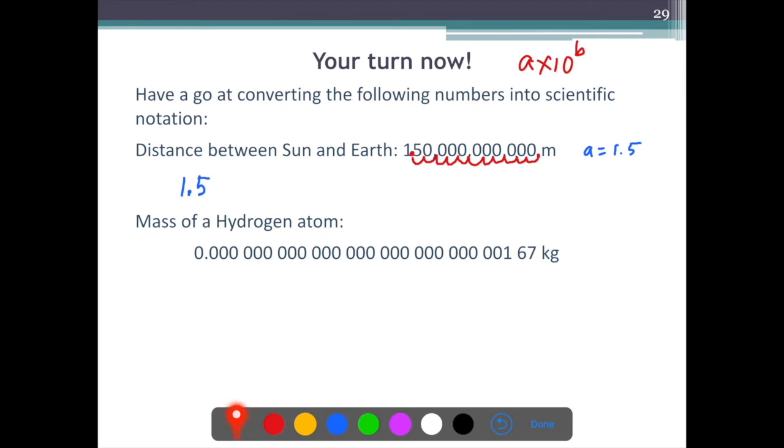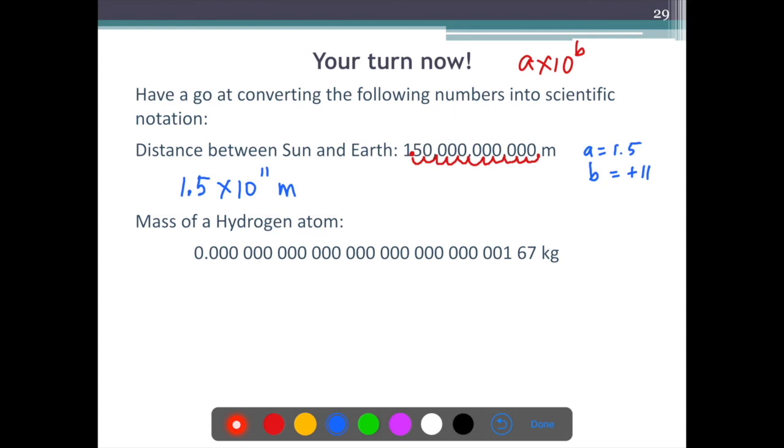And then you moved 11 places to the left. So B is 11 jumps, or 11 places that you move to the left. And since you move to the left, that will be a positive number for B. So you write down your scientific notation as 1.5 times 10 to the positive 11. Don't forget your unit in the end. So the distance between the Earth and Sun is 1.5 times 10 raised to the power of 11 meters.